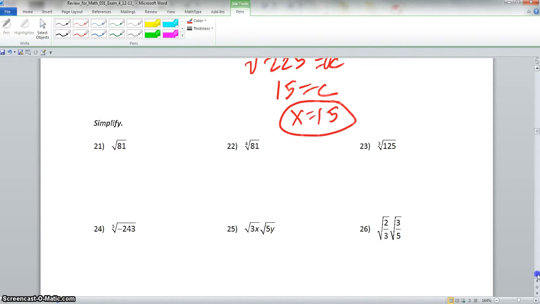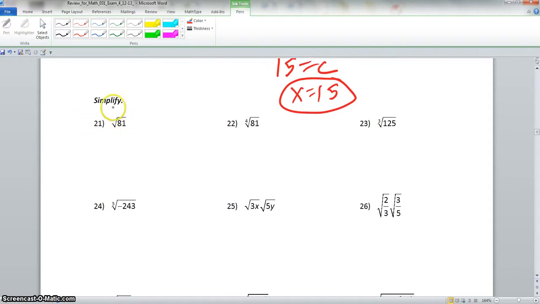Now, we scroll down here. The square root of 81 is 9. The fourth root of 81 is 3. The cube root of 125 is 5. The fifth root of negative 243 is negative 3.